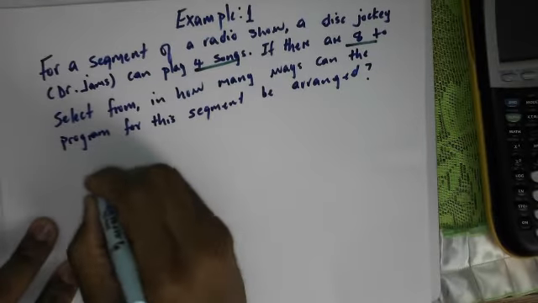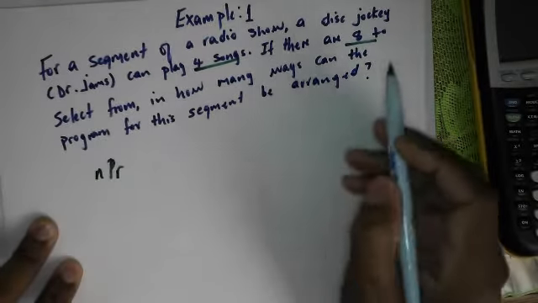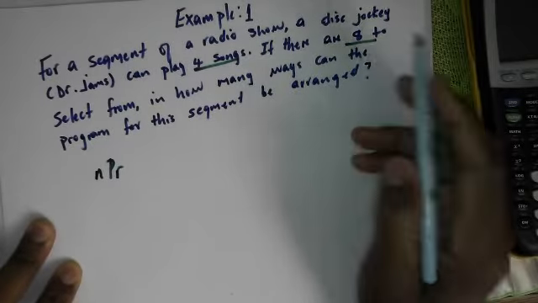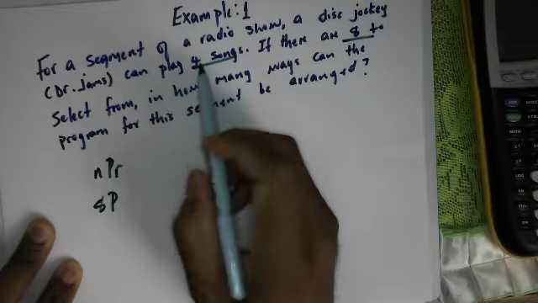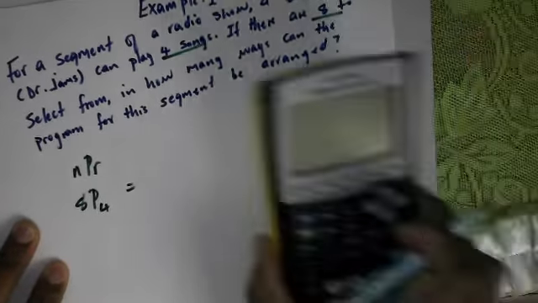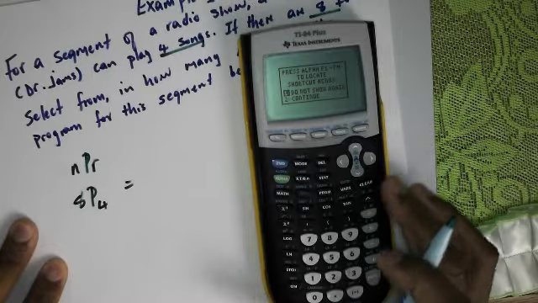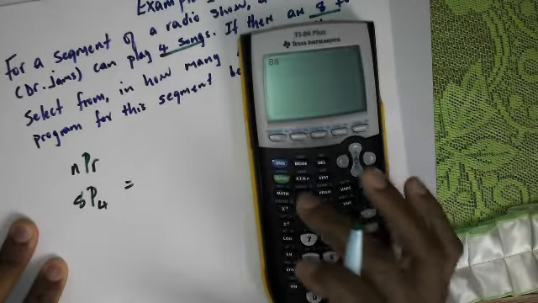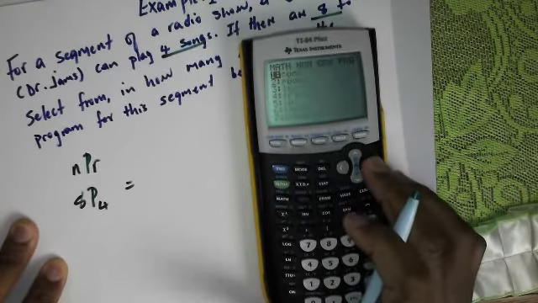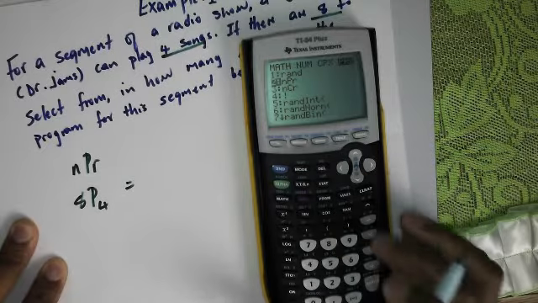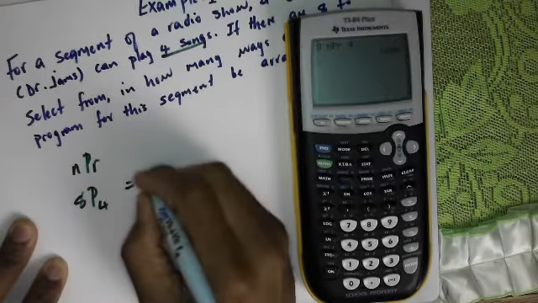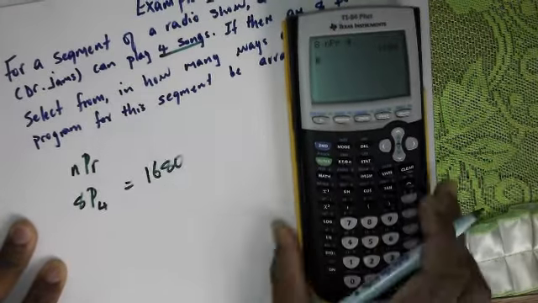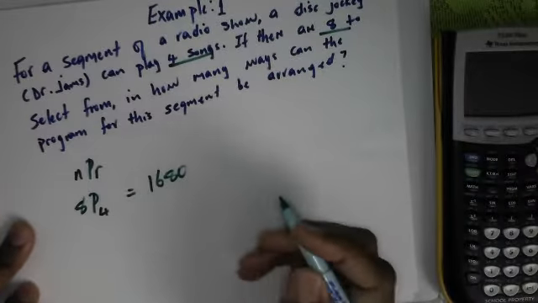So this would be nPr, where n in this case is the total number of songs available, so that would be 8, and r, the number you're selecting, is 4. So that is 8P4. Let's see what that is. I type 8, hit math, come over to PRB, come down to nPr, and that's 4, and that gives us 1680. Of course, you could also use your factorial method. Now let's look at example 2.